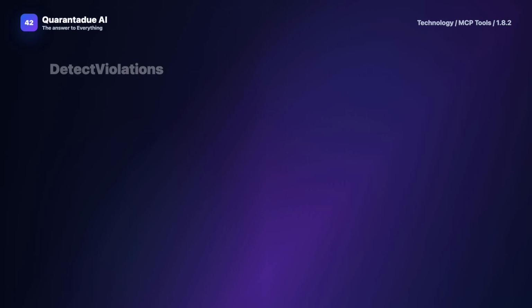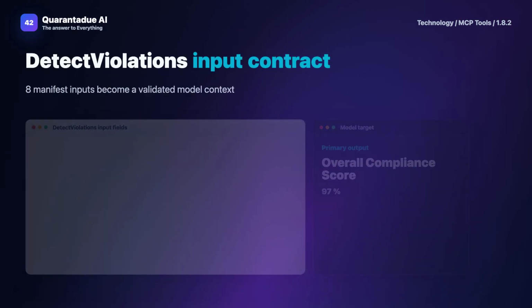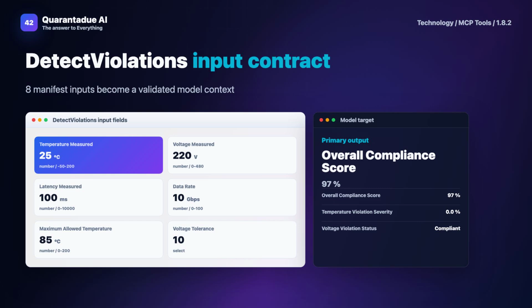The workflow then applies calculate temperature violation severity as the percentage that the measured temperature exceeds the maximum allowed, clamped at 100% minimum for critical breach. Determine voltage violation status by comparing the deviation of measured voltage from 220 volt nominal against the selected tolerance percentage. Status is compliant within tolerance, warning for 10 to 15% deviation, and critical for over 15% deviation.